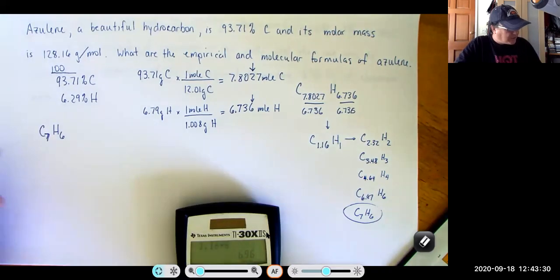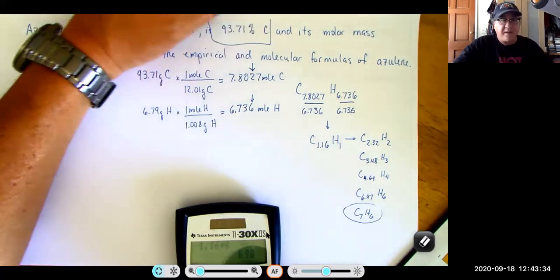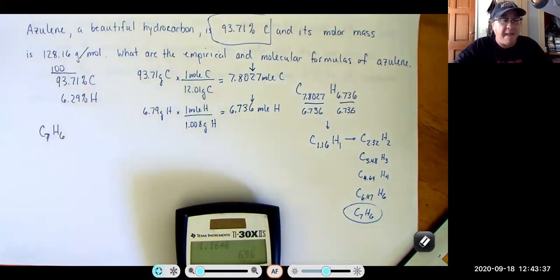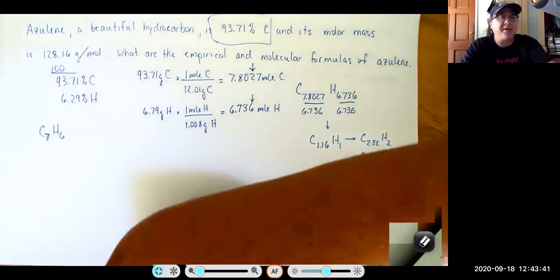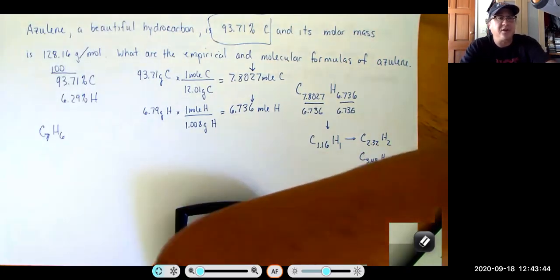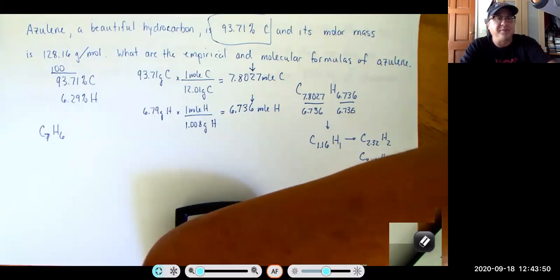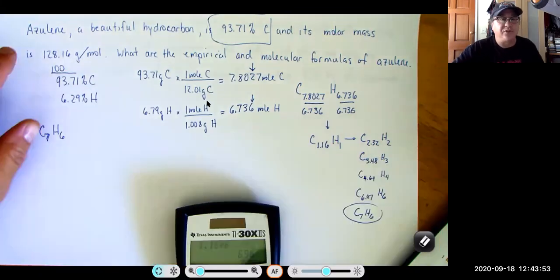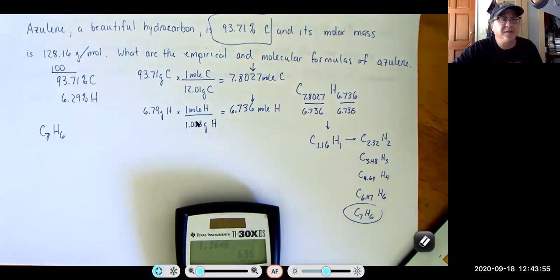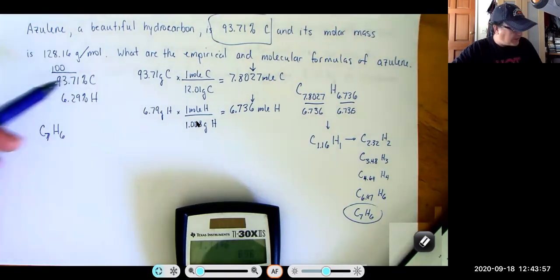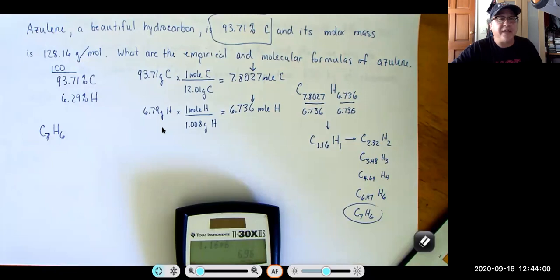I don't like the way this is working out, to be honest with you. I think this number is wrong. I'm going to do a quick check on the internet. Mass percent carbon in azulene. This makes me wish I'd done this problem before we started it. No, they have 97.3. They have 97.31. Did I do this right?